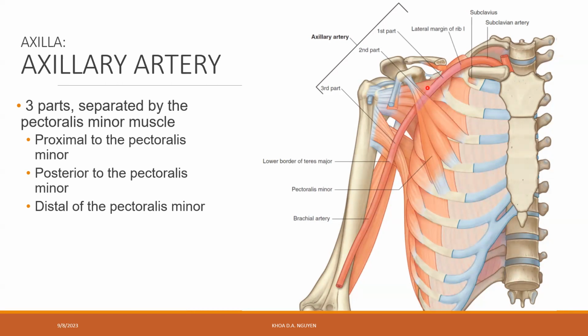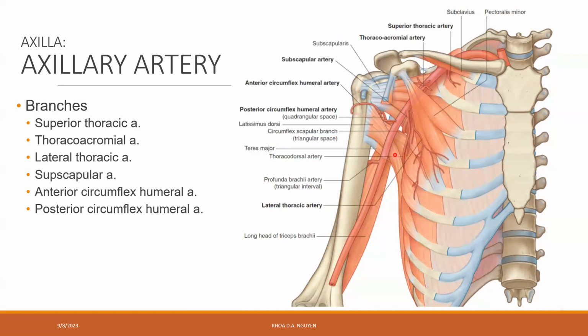Okay, so the first part is proximal to the pectoralis minor. The second part is behind or posterior to the pectoralis minor. And then the last part, the third part, is going to be distal to the pectoralis minor.